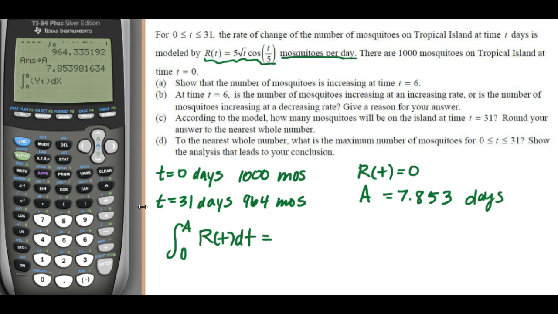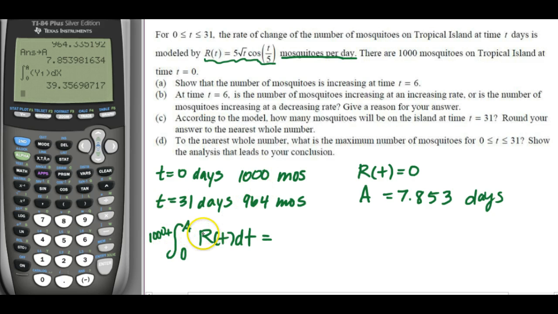And this number is going to represent the net change in the number of mosquitoes between 0 and 7.853 days. So this is the net change in mosquitoes between 0 and 7.853 days. We can't forget to add 1,000 to that net change. So that's how many mosquitoes were added to the island between 0 and 7.853 days. But there were already 1,000 to begin with, and our question's asking what's the maximum number there were.